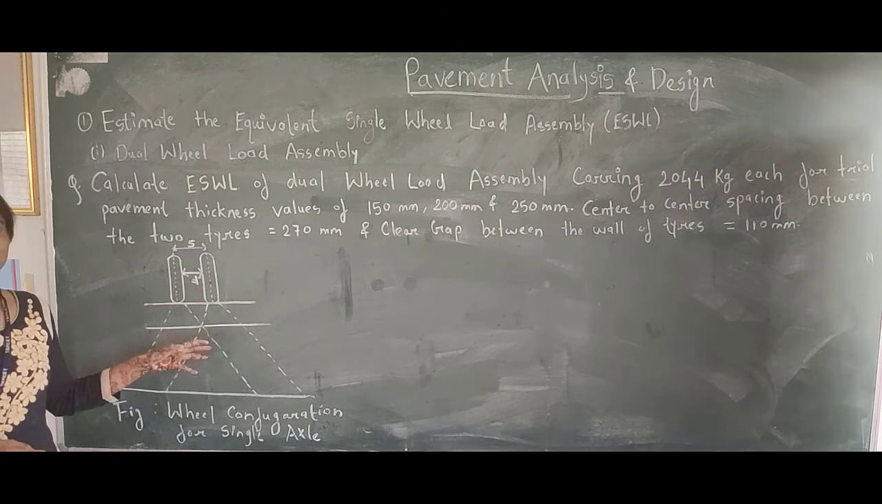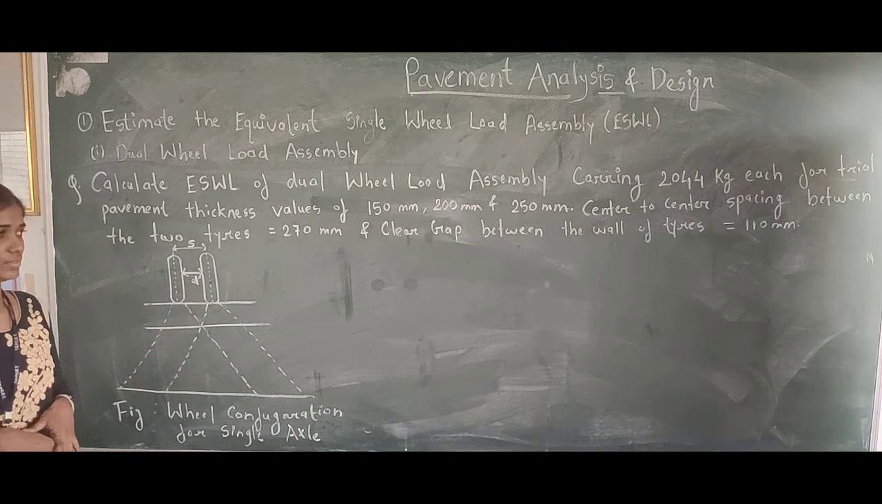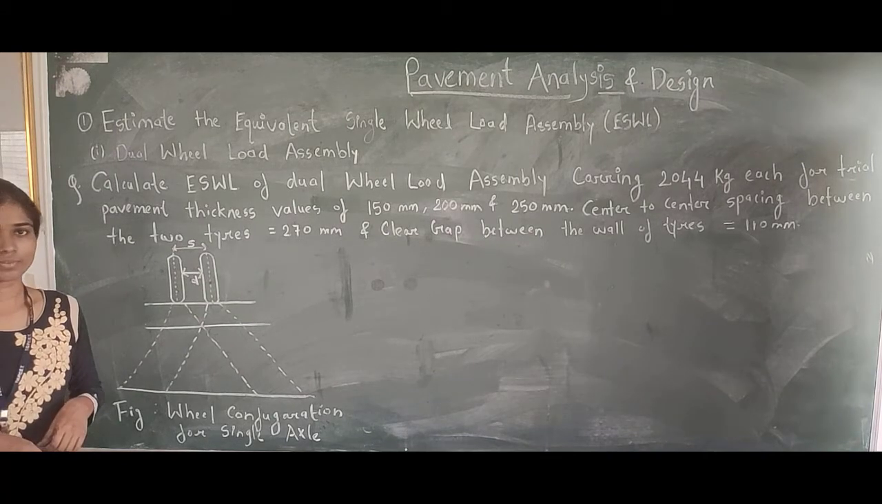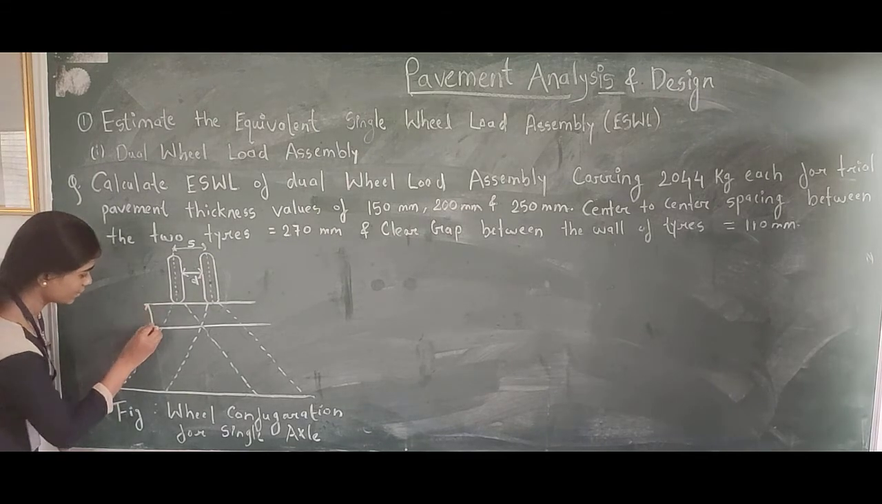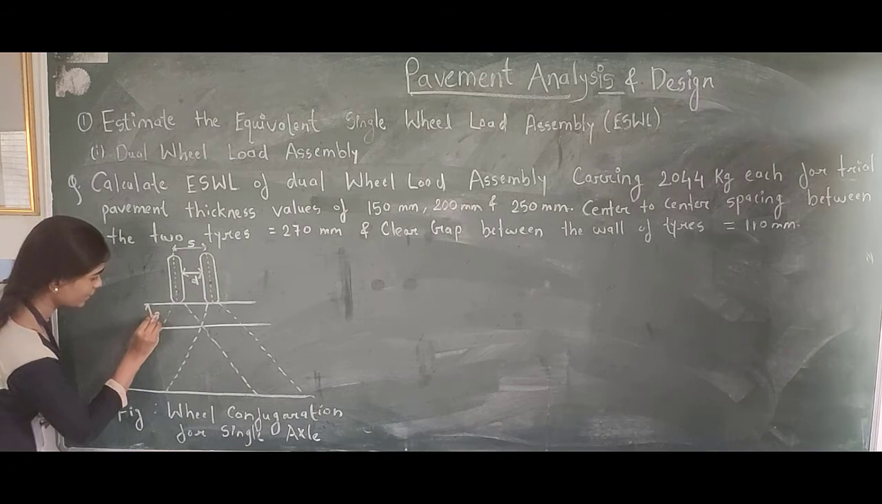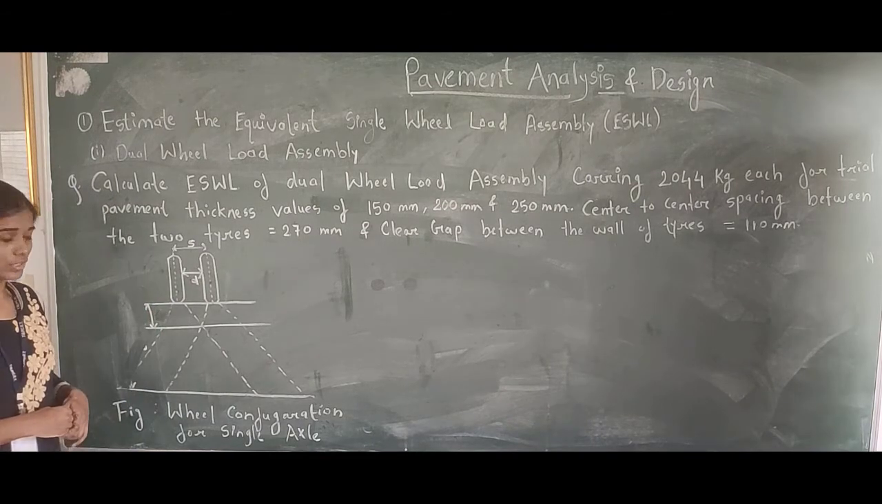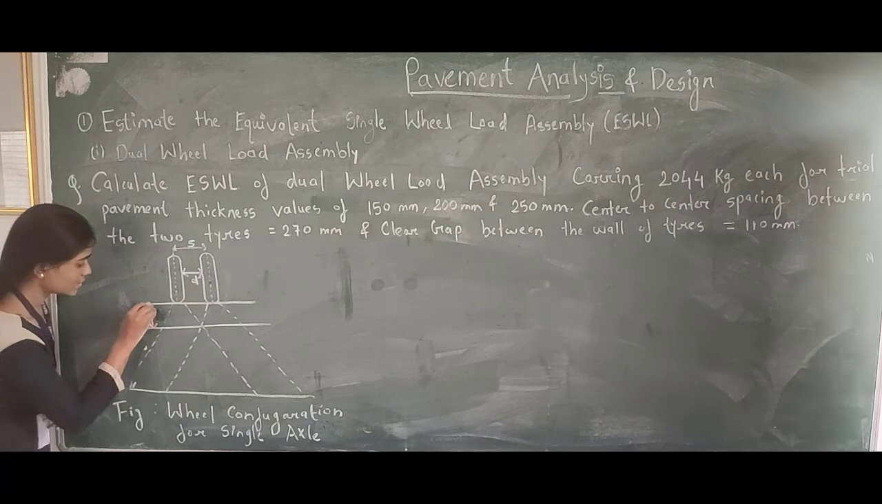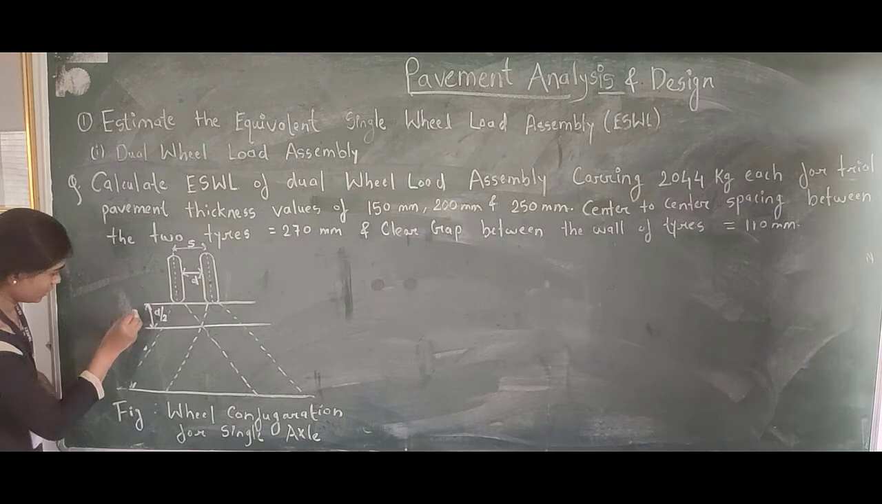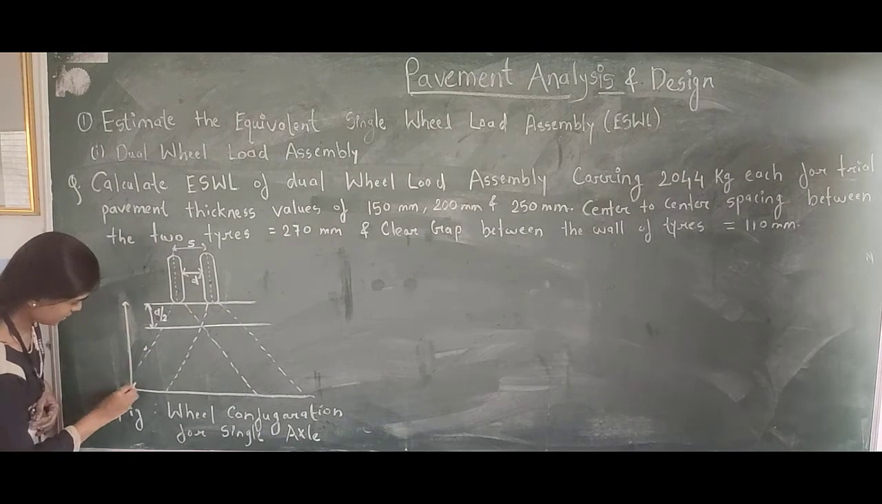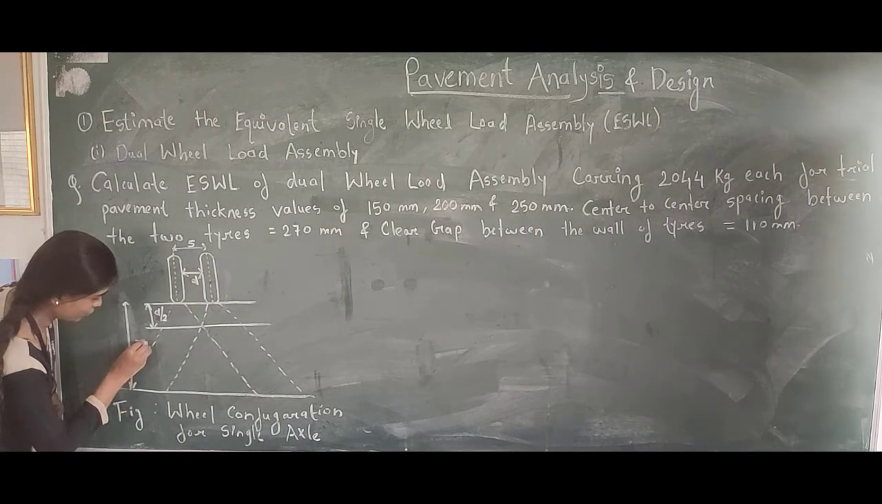In the starting of this lecture we already discussed the theory about the equivalent single wheel load assembly. So as per that theory, this is twice of D, this distance is D by 2, and this distance is twice of S.